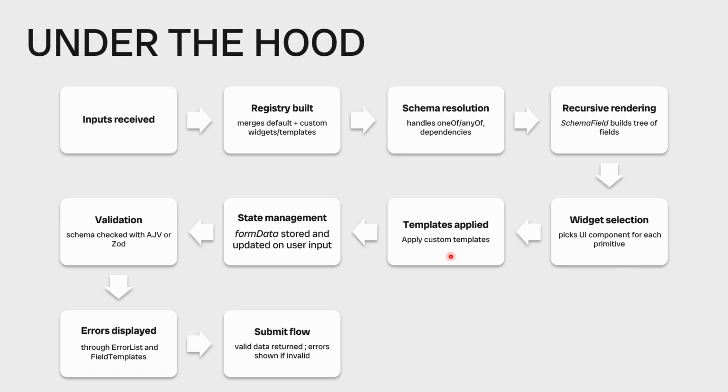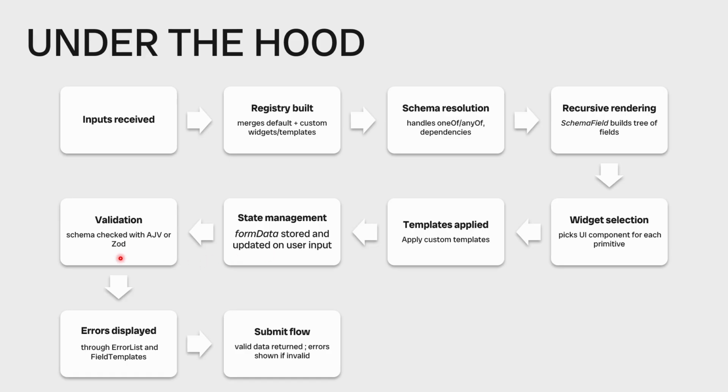Templates. Templates wrap each field or object to control the layout and display. They handle things like labels, descriptions, errors, and grouping of fields. State management. RJSF keeps the form data in its internal state. When a user changes a field, the updated value is passed from child to the parent component to update the formData.